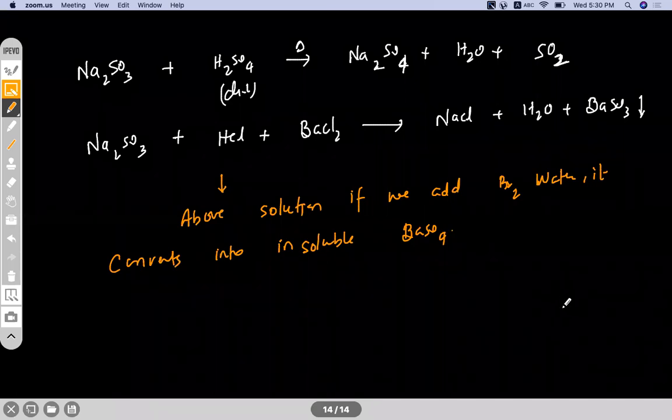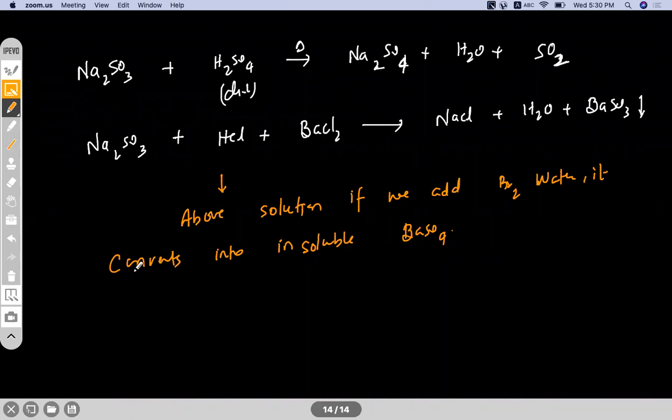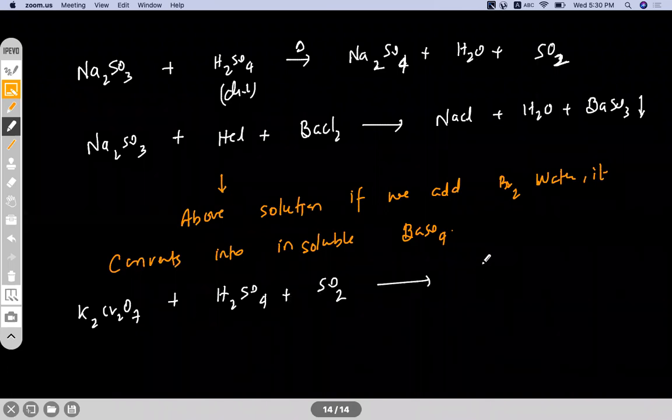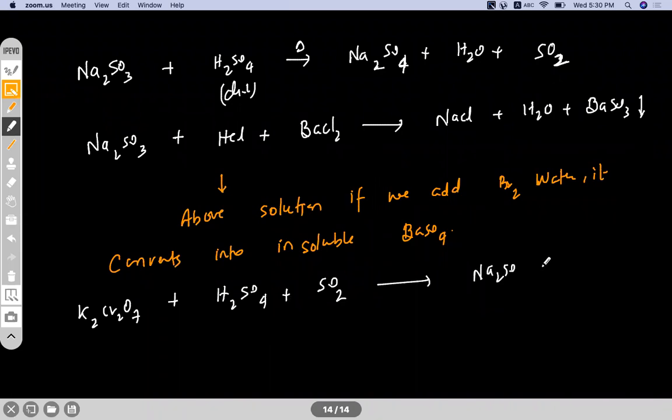One more reaction, which is not obviously the detection of sulfite ion, but one color that we get here, that color you must memorize. If you have K2Cr2O7 and it reacts with H2SO4 in presence of sulfur dioxide, so basically you have this solution with sulfur dioxide. And when we add K2Cr2O7 into this solution, then this reaction is possible, right? And it converts into sodium sulfate, Na2SO4, plus H2O.